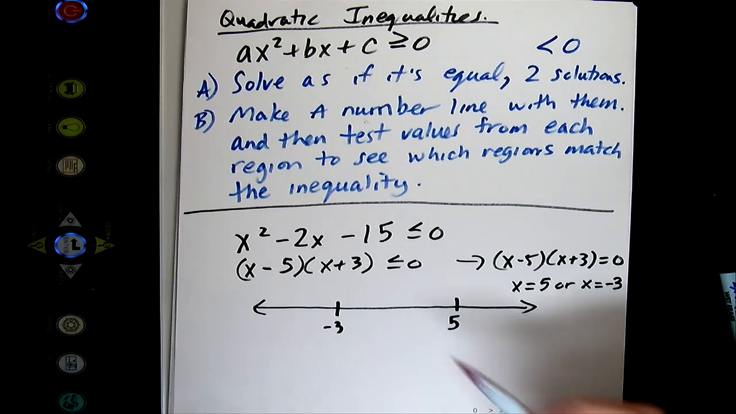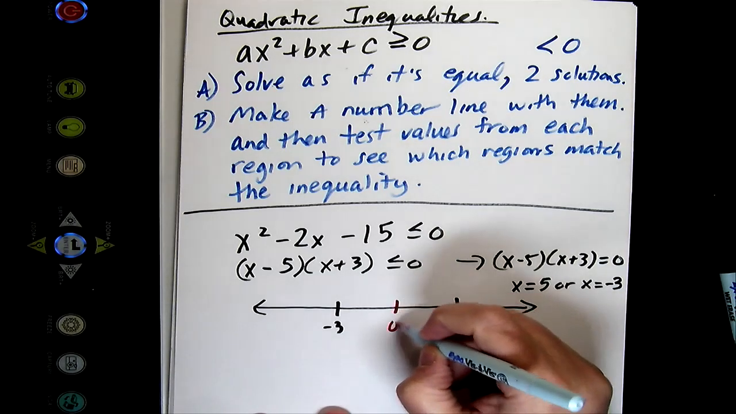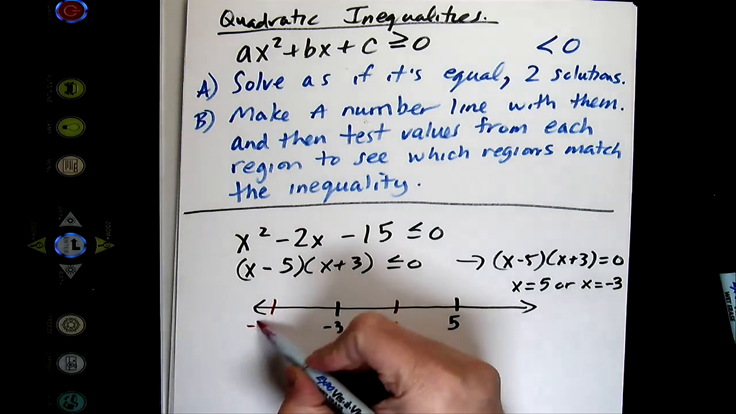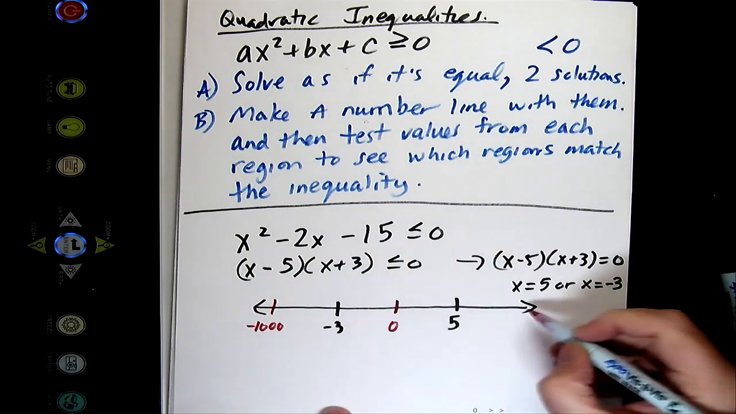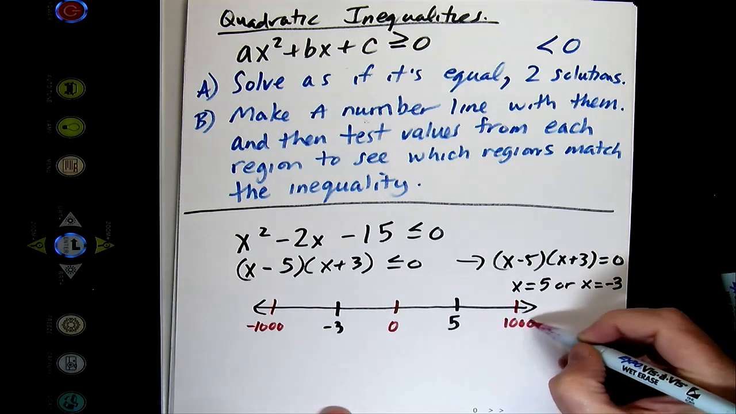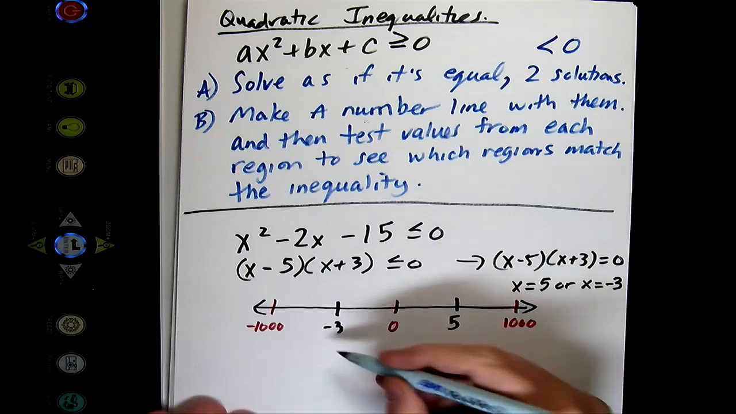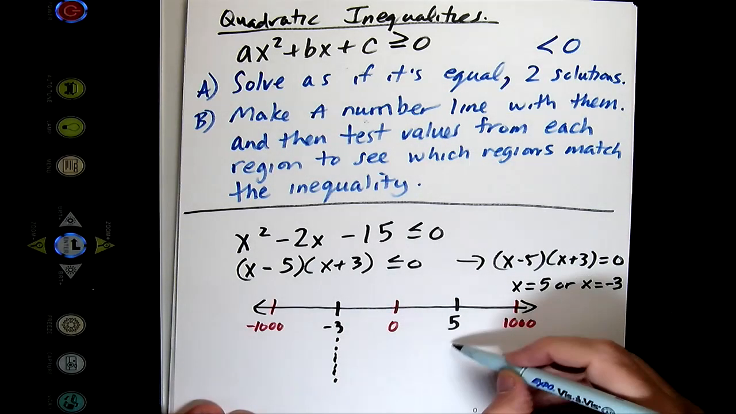0 is always a great number to try. 0 is between those. And then pick something obnoxiously different. Like I'm going to go -1,000, and I'm going to go +1,000. It doesn't make my number line look very well, but when I'm testing these regions, do a little workspace below it.